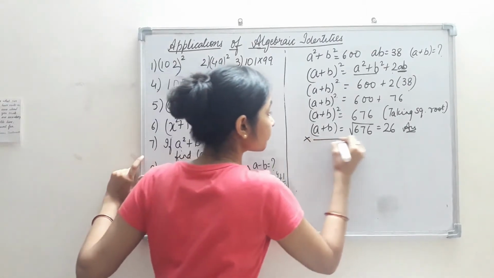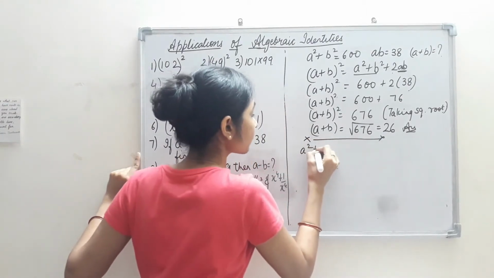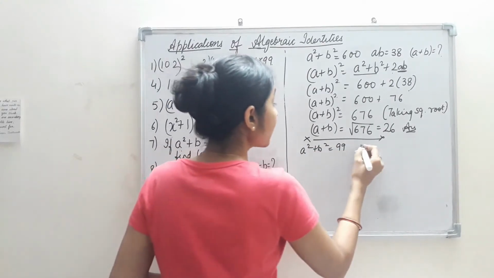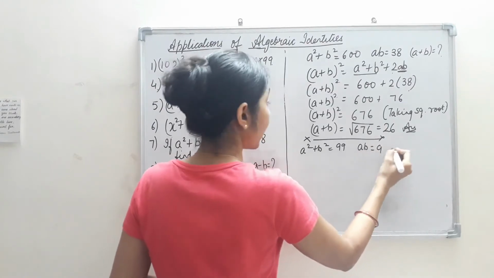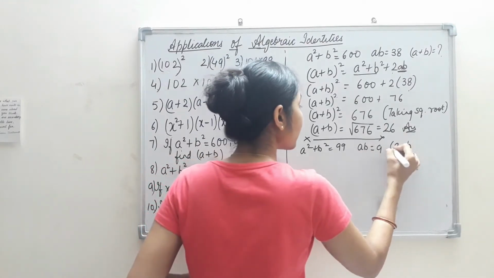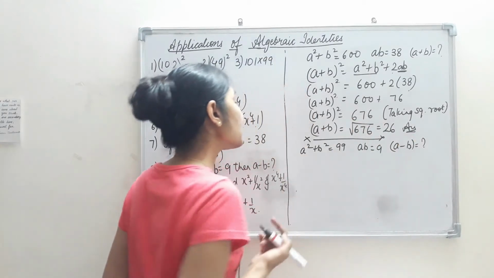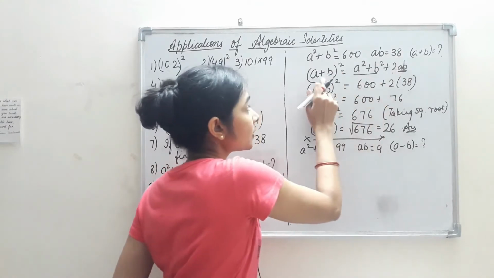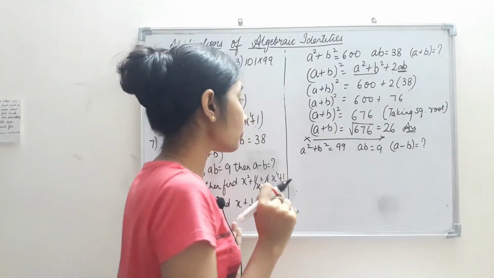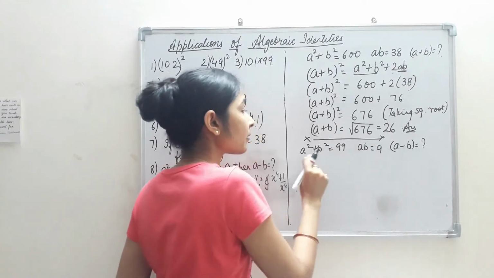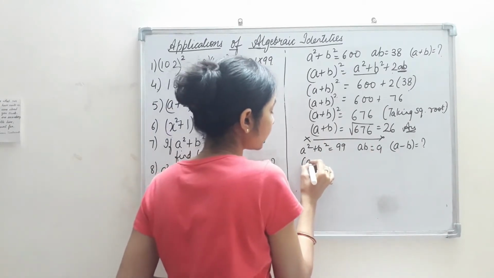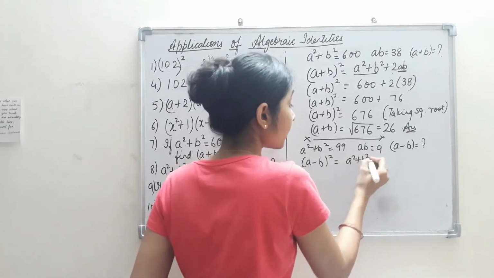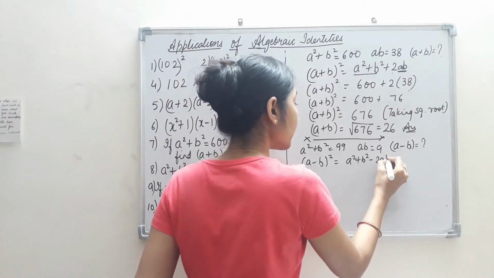There we are given the value of a square plus b square as equal to 99, ab is equal to 9, and we are supposed to find out the value of a minus b. Now again these three terms come in which identity? Earlier we had all positive, so they came in the identity a plus b whole square. Now here we have one negative, so they will all come in the identity a minus b whole square is equal to a square plus b square minus 2ab.